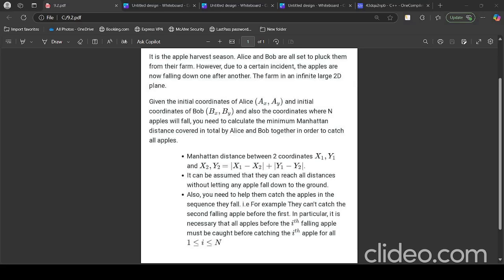Let's discuss another problem. It is the apple harvest season. Alice and Bob are all set to pluck them from their farm. However, due to a certain incident, the apples are now falling down one after another. The farm is an infinitely large 2D plane.